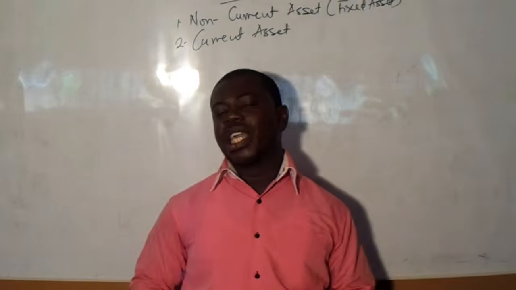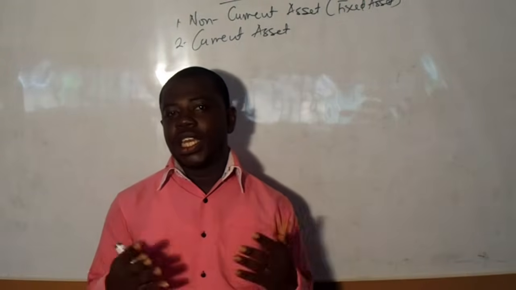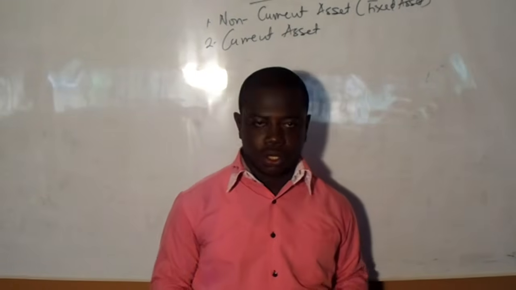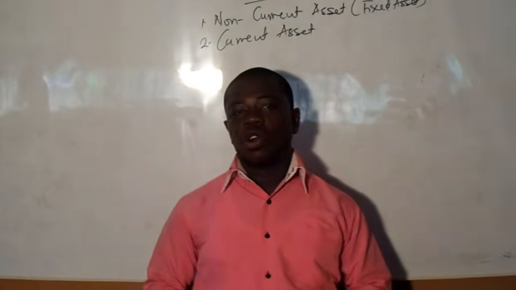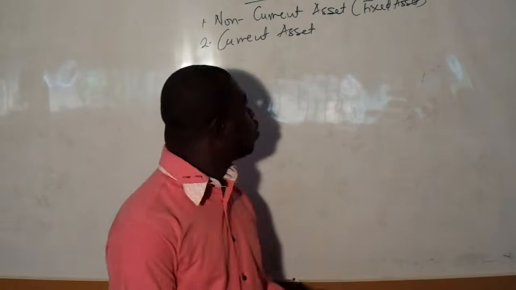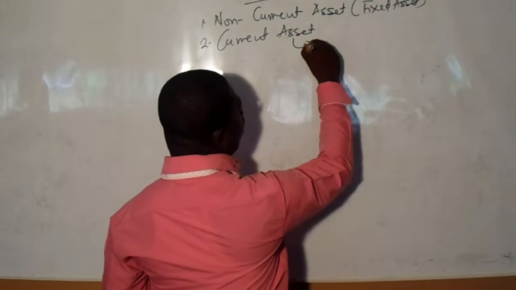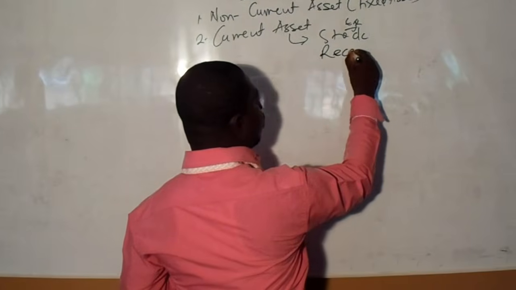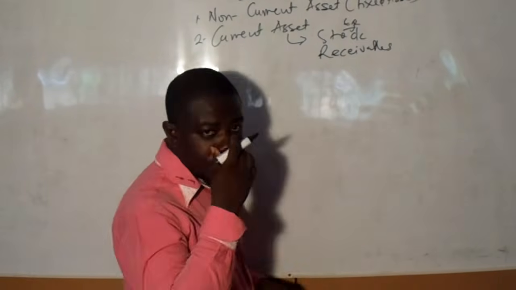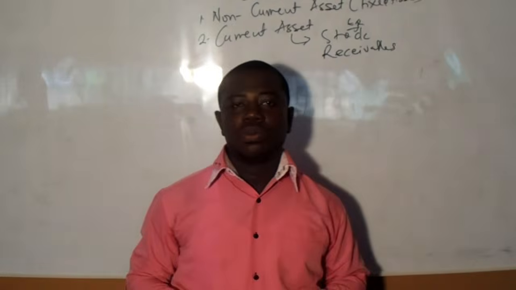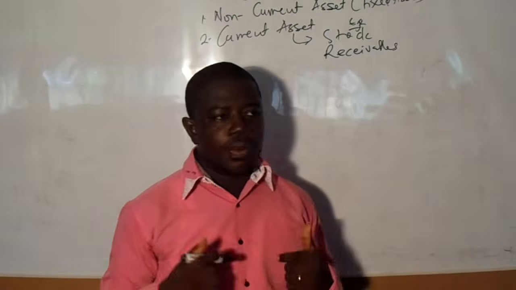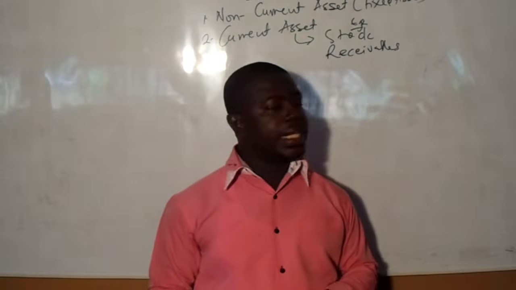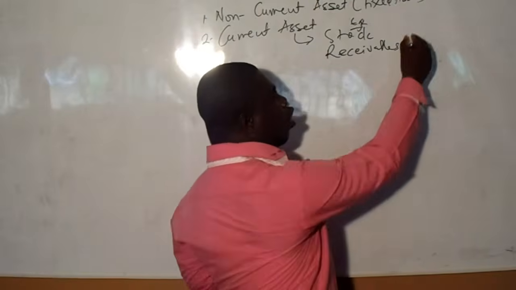So we see that stock becomes a variable, it changes depending on the nature of the business. And that is why I'm saying that every stock is a current asset, because the purpose of acquiring a stock is for resale. And then we can also have receivables. Examples of this: we can have stock as an example, and then we can have receivables as an example. Receivables are also current assets, in a sense that initially we used to call it debtors.